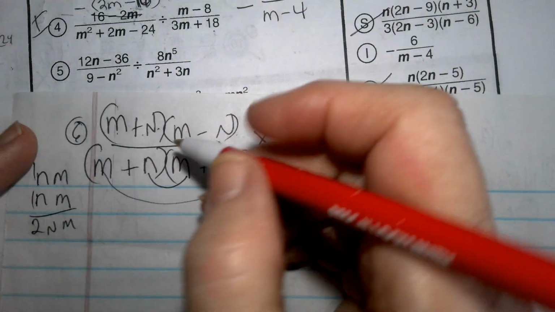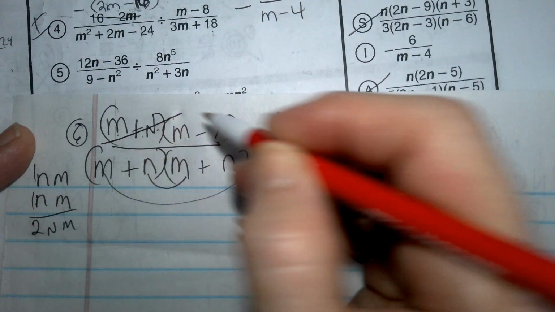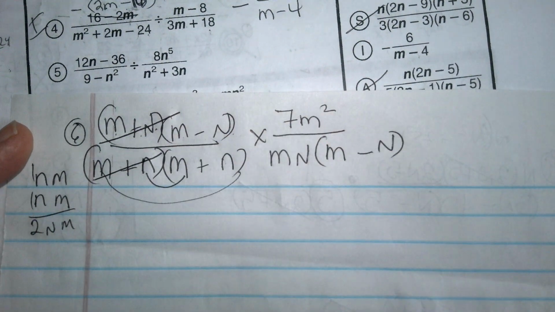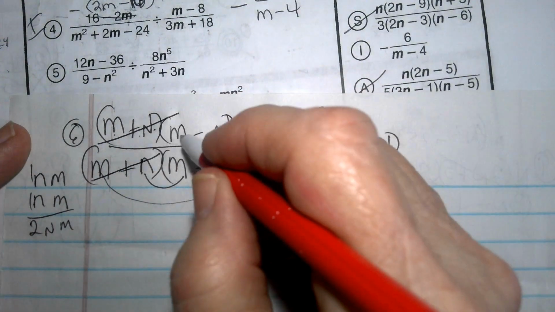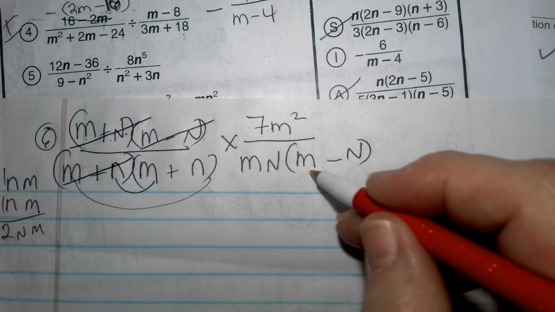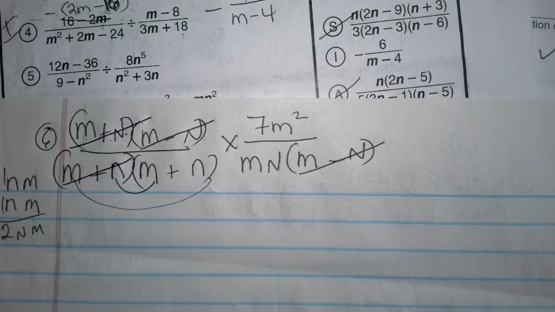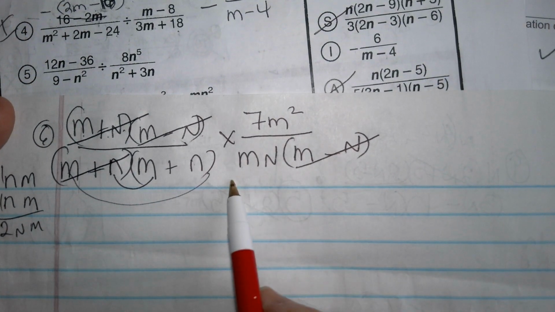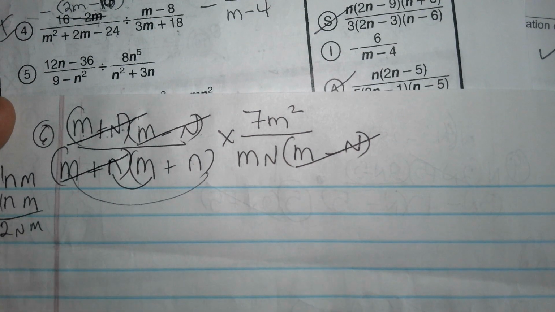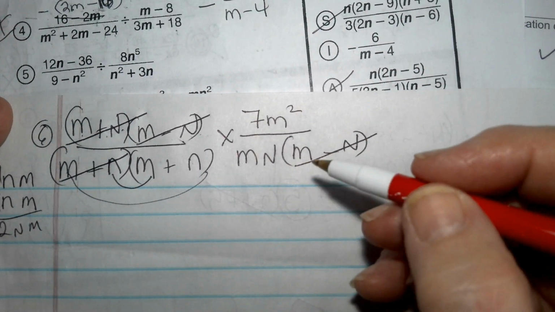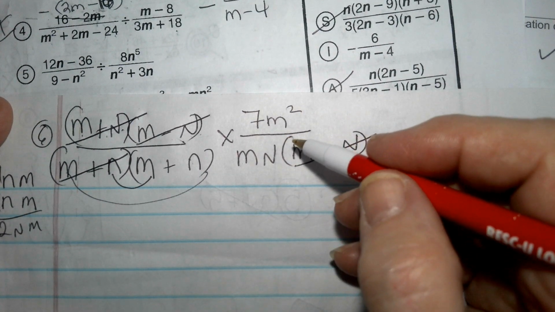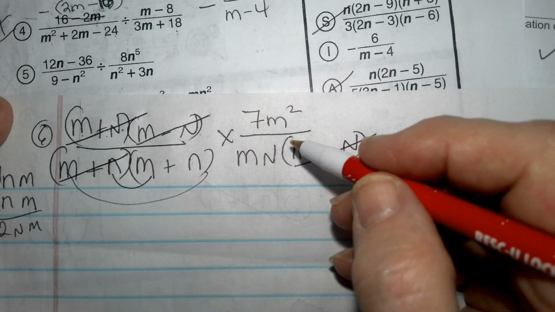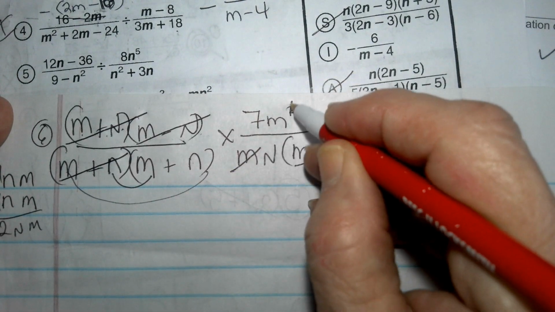N minus m. Oh yeah. We can take out m plus n, and m minus n, m minus n. Okay. Can we take out, look at these right here, can we take out an m? Yes. So if we take out 1m on the bottom, what's going to be left on the top? This is n. So it's just 1m.